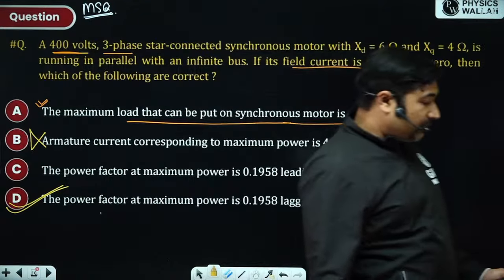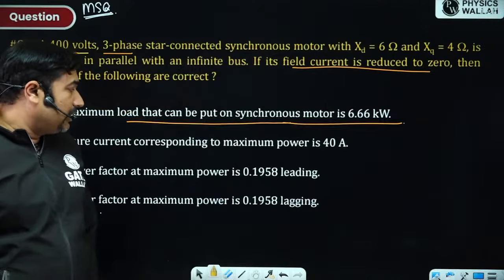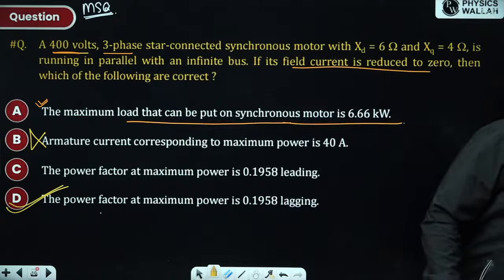We have to choose up to 2 digits. So, approximately it is 0.196. How many of you are able to understand up to this part? Please let me know by writing in the comment section, beta ji.